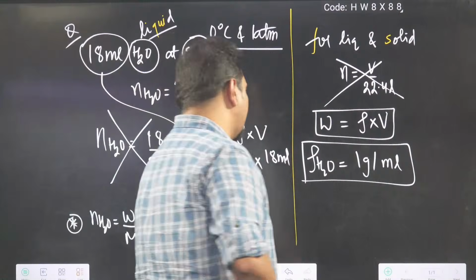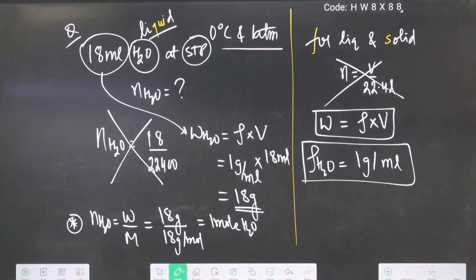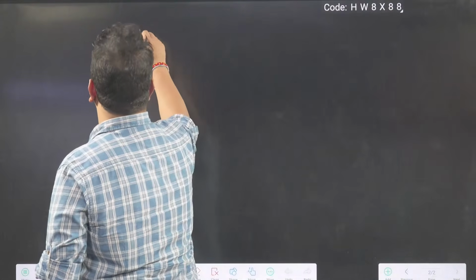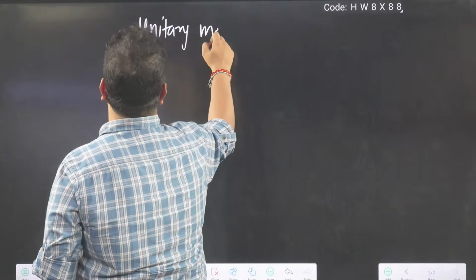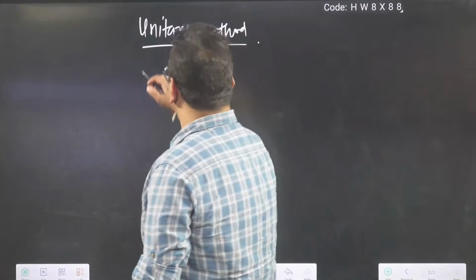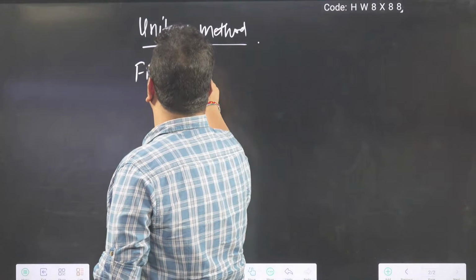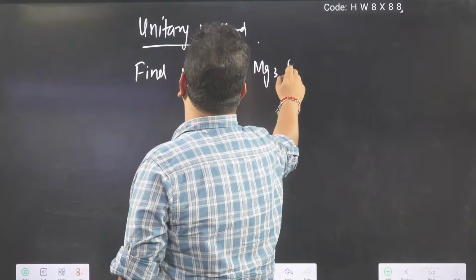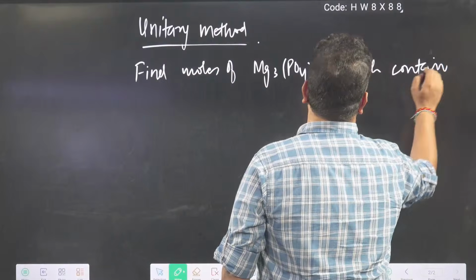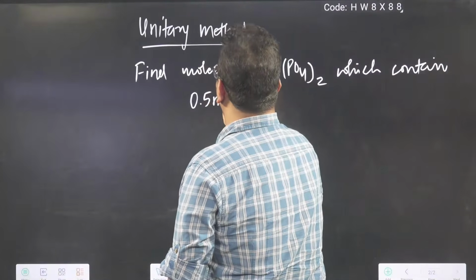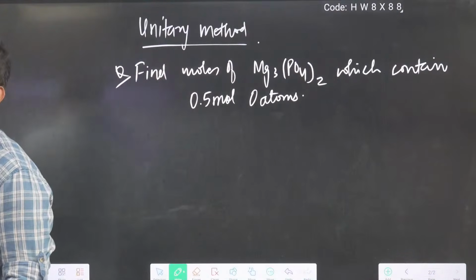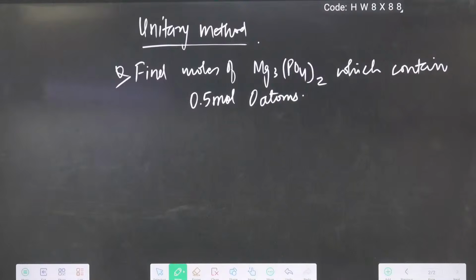One previous year AIEEE question, which is now called JEE Main, I will give you, which is based upon unitary method. We'll understand the unitary method by using this question only. The question is: find moles of Mg3(PO4)2 which contain 0.5 mole oxygen atoms. You have to find the moles of magnesium phosphate which contain this much mole of oxygen atom.